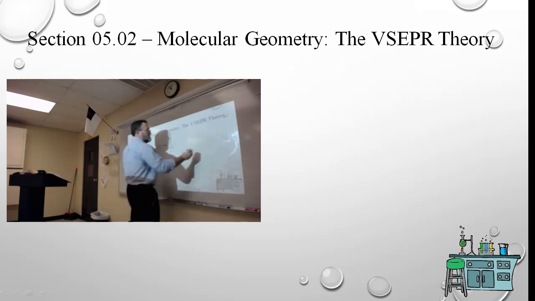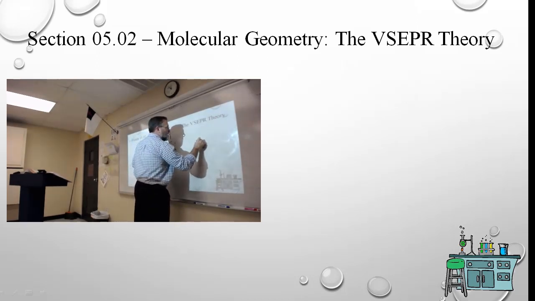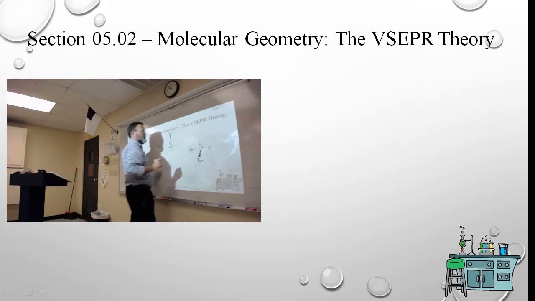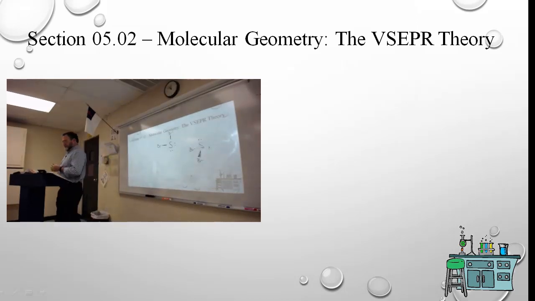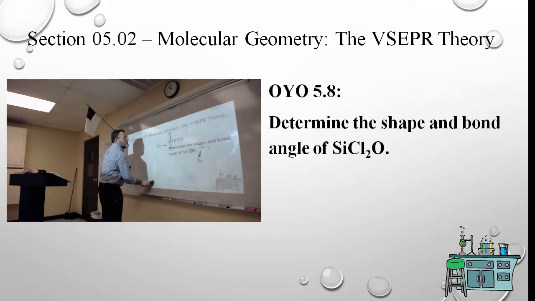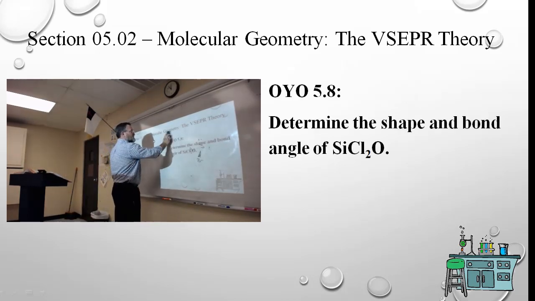And we're going to draw that. A pair, a bromine coming out, and a bromine going back. Right. You only have one more on your own. That's the shape of an SiCl2O molecule.